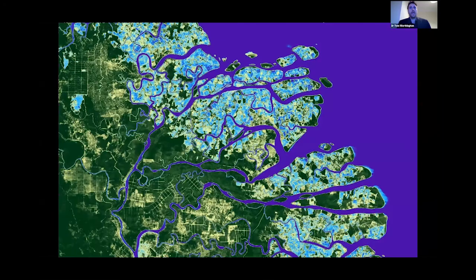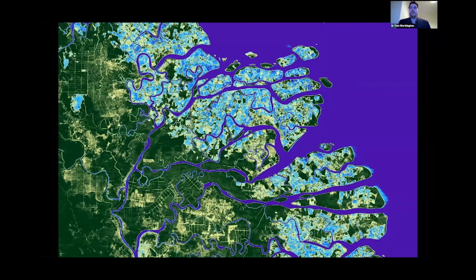This has resulted in unprecedented losses of many coastal ecosystems. Mudflats have been reclaimed for port development. Seagrass meadows have suffered pollution from agricultural and industrial runoff, and closer to home, I'm sure we can think of salt marshes that have been converted to farmland. The example I'm showing you is from the Mahakam Delta in Indonesia.